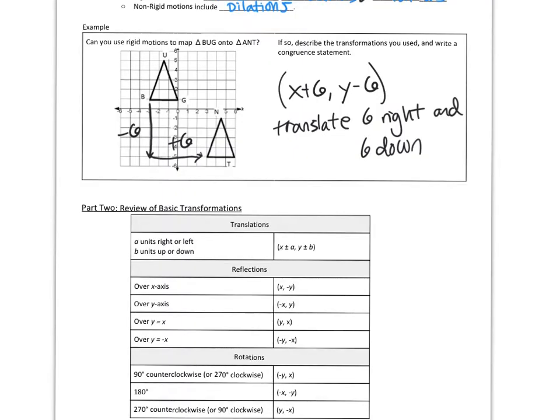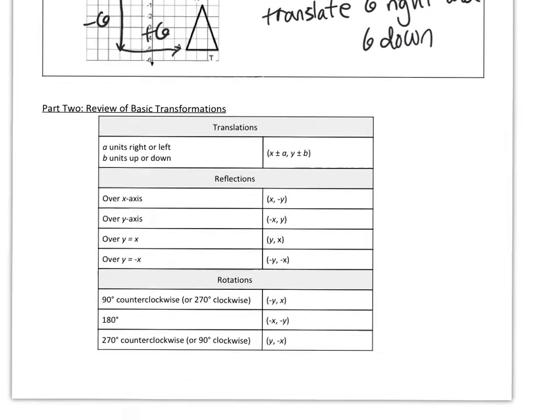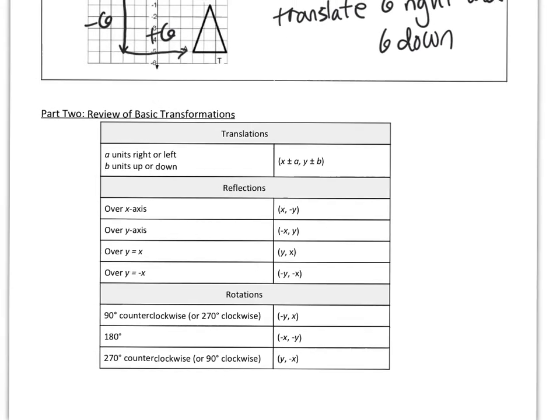So I just demonstrated how to do a basic translation right there, and just for review, here are your basic rules for different types of transformations. We have translations where we add a and b to x and y, or subtract a or b from x and y. We have reflections, so we could reflect our triangle over the x-axis like that, or you could reflect over the y-axis like that.